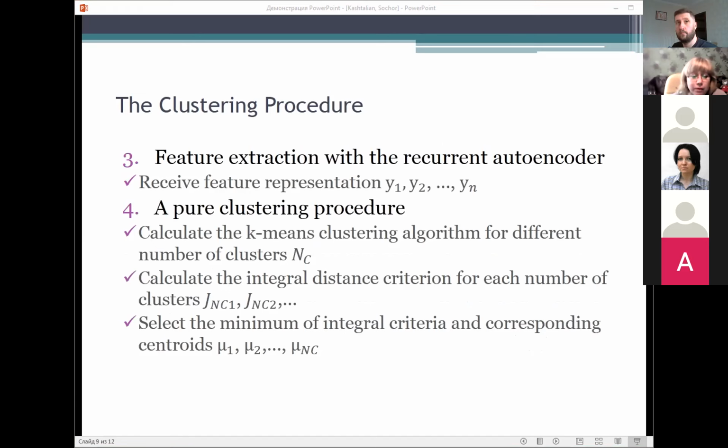The next step is receiving feature representation of the honeynet data with the recurrent encoder. And the last step is a pure k-means clustering procedure, which provides the operations. Calculate the k-means clustering algorithm for different cluster quantity values. Calculate the integral criterion of distance between objects within clusters for each number of clusters. Select, from the set of calculated integral criteria, the minimum one, and corresponding to it the number of clusters and the set of centroids.